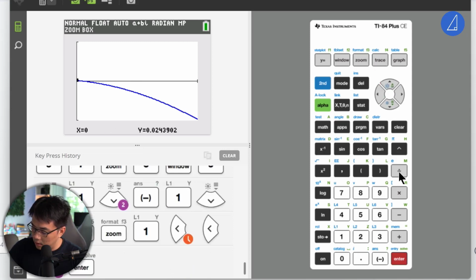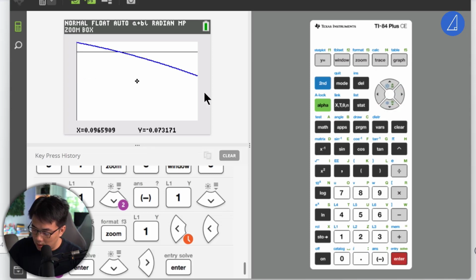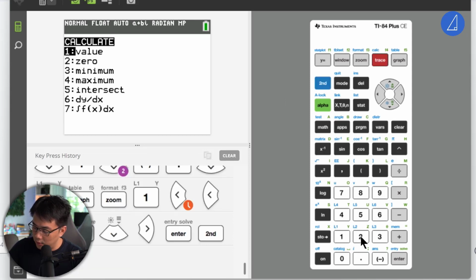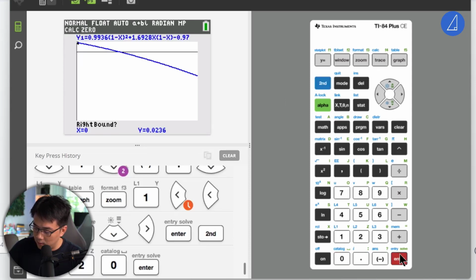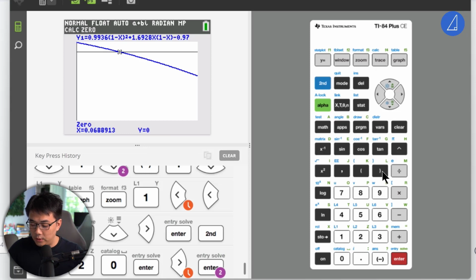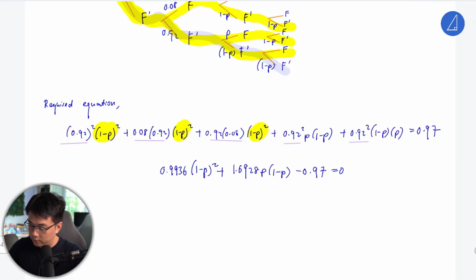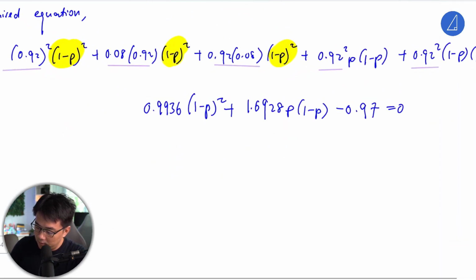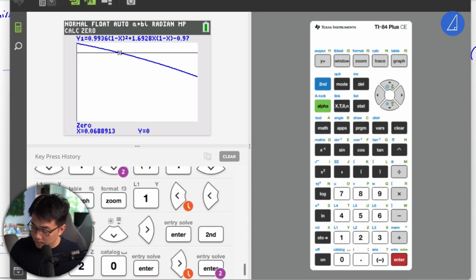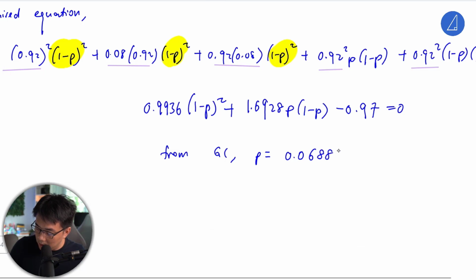Yes, there it cuts here. So I'm going to calculate the zero, and after which I'm going to put the other side. That'll be 0.06889. So there you go. So from the GC, P equals 0.06888913.